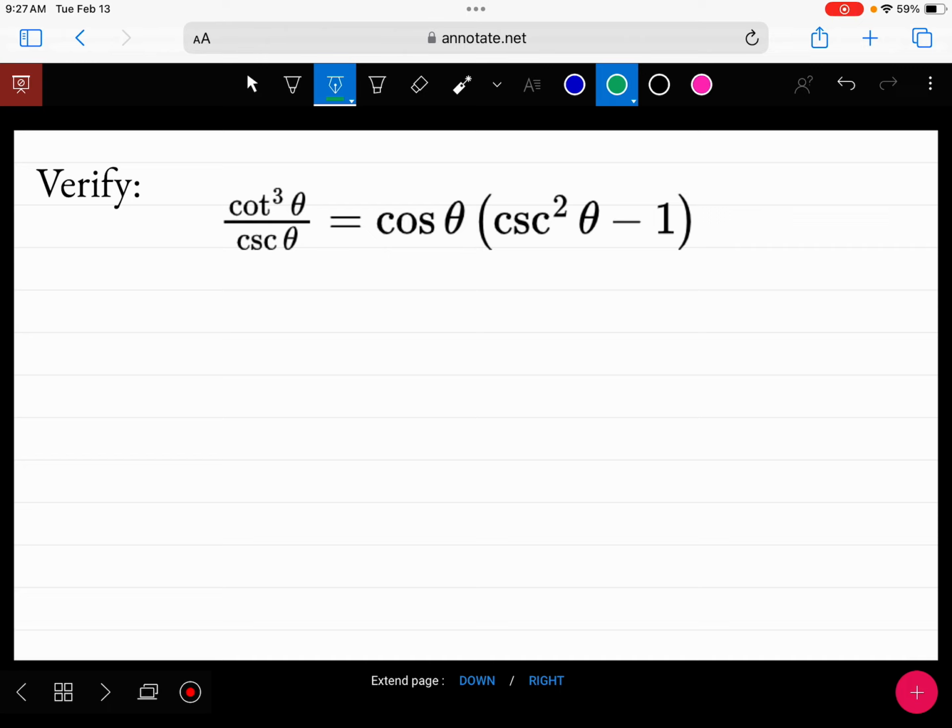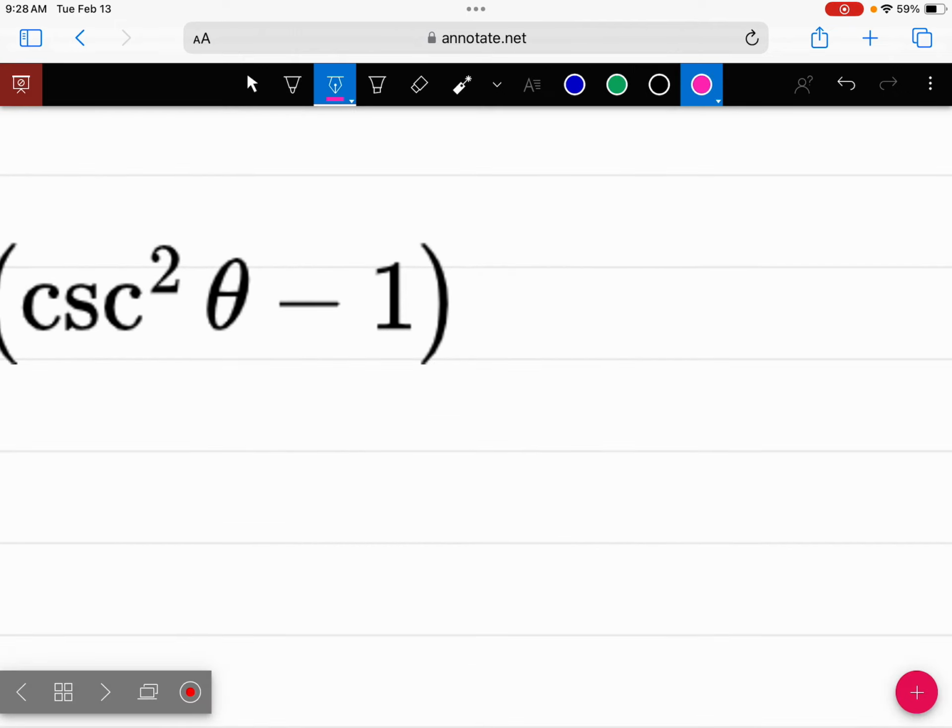Now we've got cotangent cubed of theta over cosecant theta. And we want to know if that equals cosine theta times cosecant squared theta minus 1. And I see cotangents and cosecants, which is hopefully going to trigger our 3rd trig identity that we haven't worked with yet, our 3rd Pythagorean identity. The one that's used, honestly, probably the least. And that's our 1 plus cotangent squared equals cosecant squared.